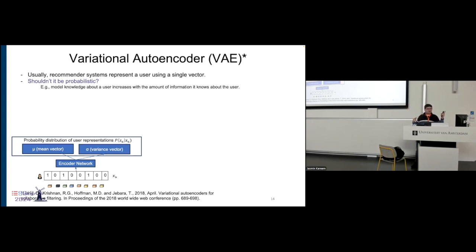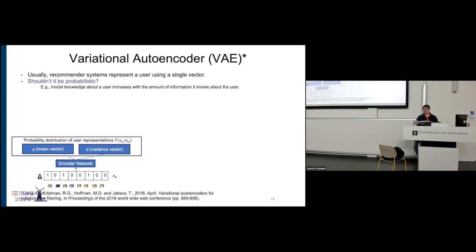So we have a vector for the mean. On average, the user has this particular value in each particular dimension of the latent representation, but we also have a variance for each dimension. So technically any representation of the user is possible, but as with a normal Gaussian distribution, we have this kind of concentrated cloud of possible representations for the user. And now we have this distribution.